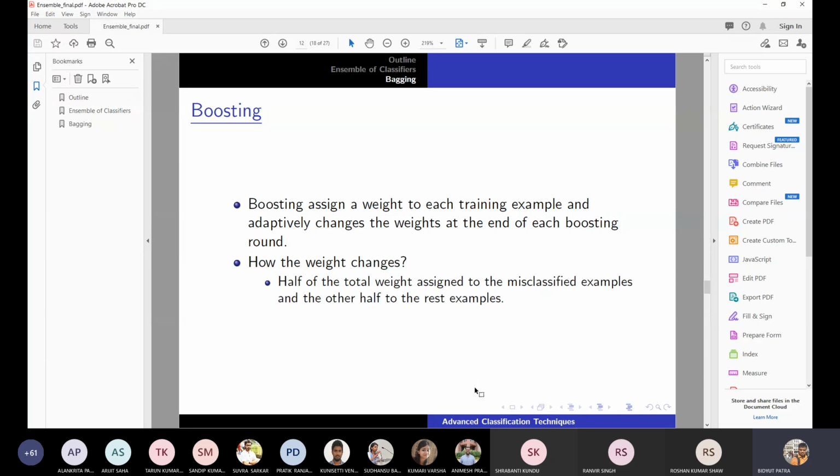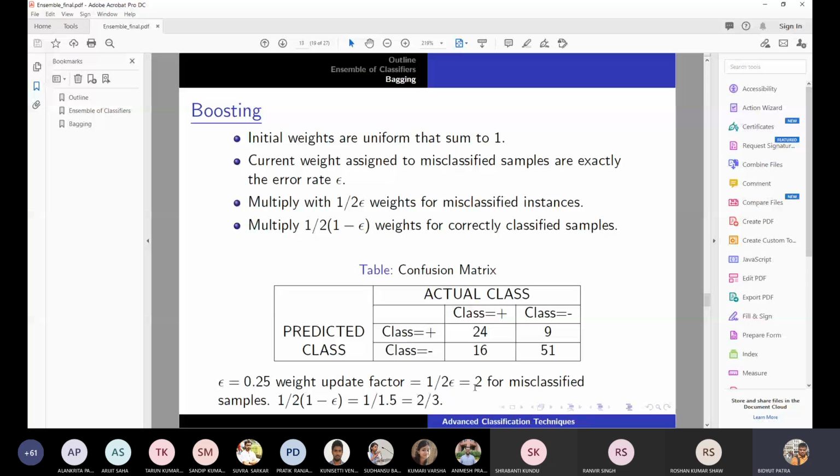Now with an example, we'll see here. Let's say initial weights are uniform and that sum to 1. Okay. So the current weight assigned to the misclassified samples is exactly the error rate, that is epsilon. Okay. So suppose in the earlier example, out of 10 samples, 3 are misclassified. So therefore the error rate will be 0.3. And what you do, you multiply by 1 by 2 epsilon the weight for the misclassified instances.